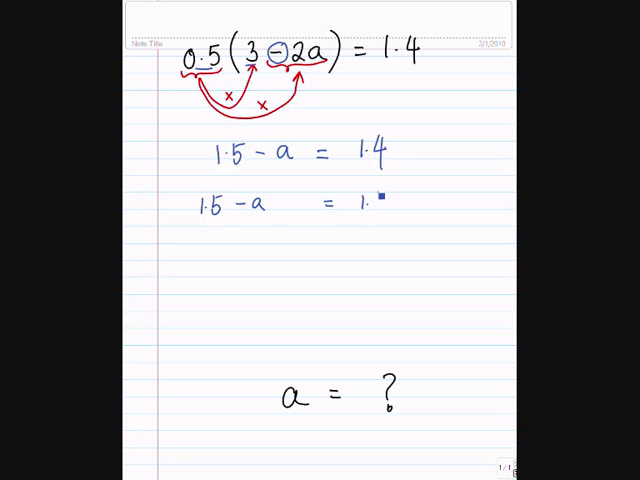In this case, we want to find what a is. Our objective is to find a. On the left hand side, we have a decimal and a variable. On the right hand side, we just have a decimal. So our main objective is to keep the variable on the left hand side, but get rid of the number, which is 1.5 on the left hand side. So how should we go about doing that?